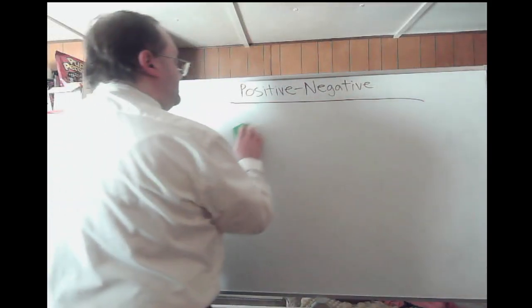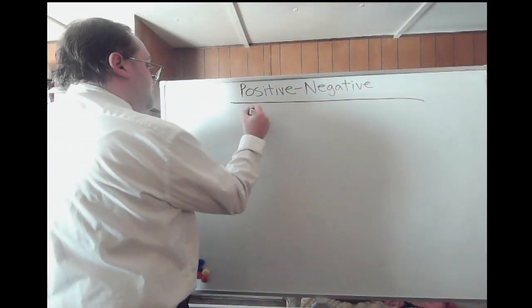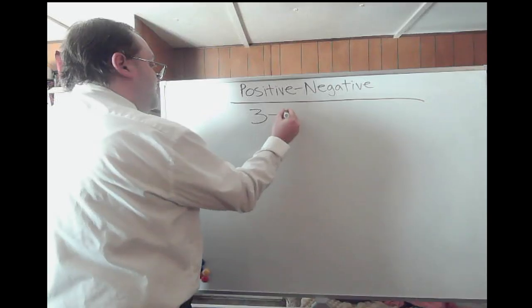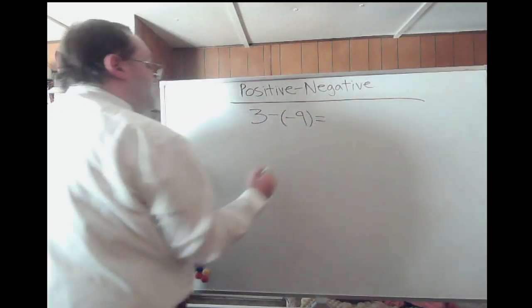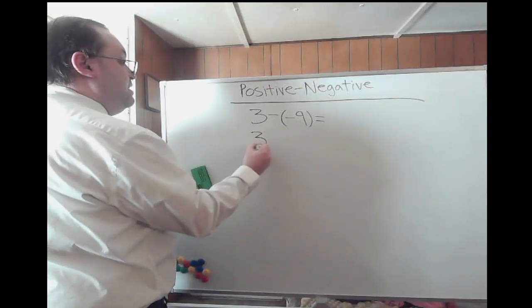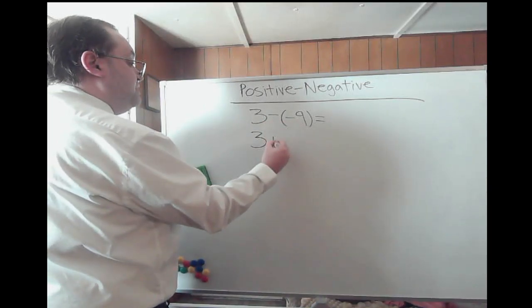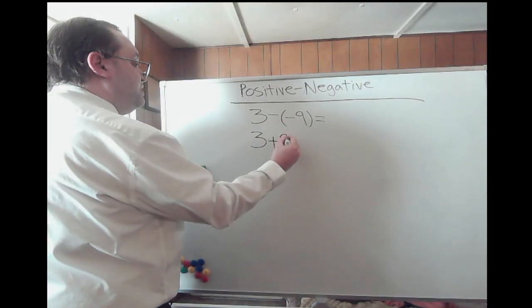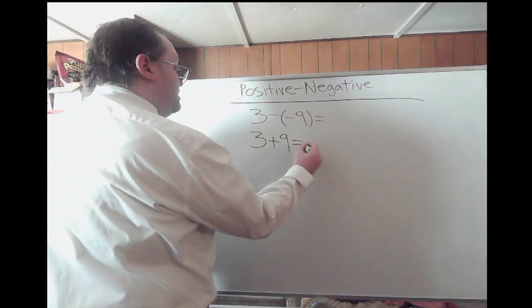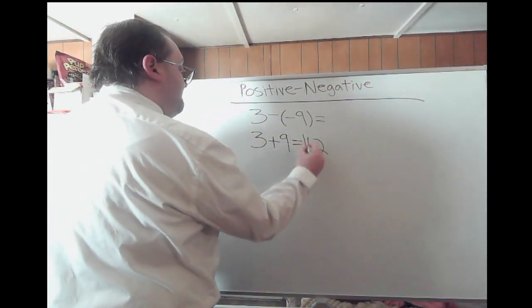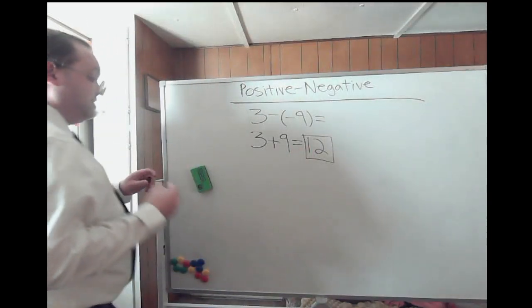Alright, let's say you have 3 minus negative 9, right? Well, we have 3 minus negative means plus, so you have 3 plus 9. This just turned into a normal addition problem. This will equal 12. So the answer would be positive 12.